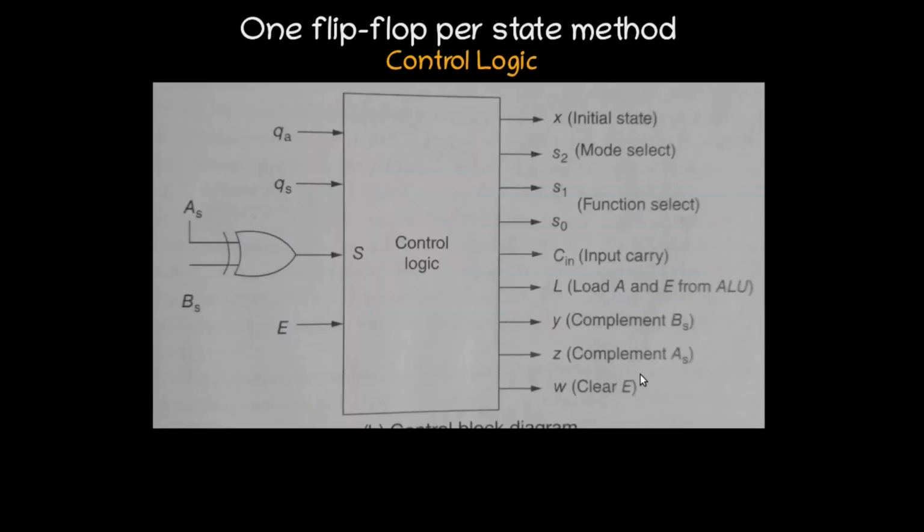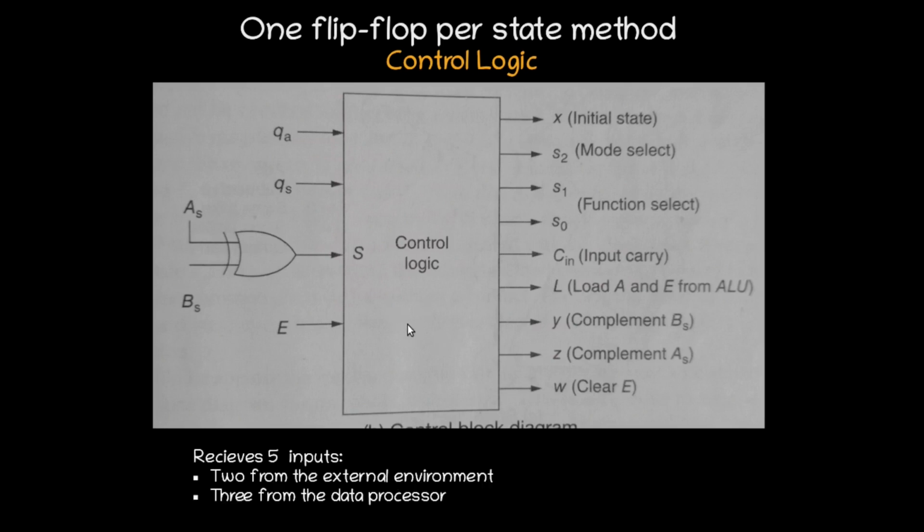This was our control logic block diagram, and we have a total of 5 inputs: 2 from the external environment, 3 from the data processor, and these are the outputs, the control outputs. So we can consider our state transition diagram corresponding to the control logic.